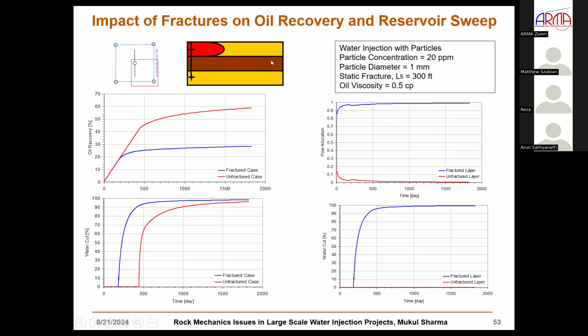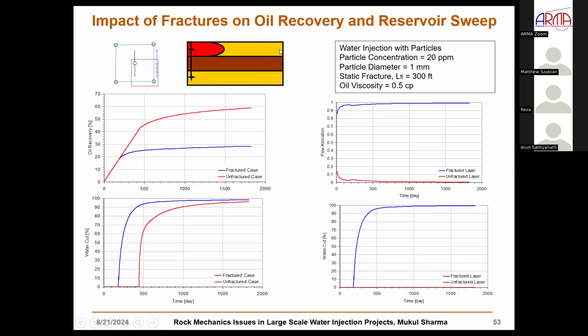And this is purely a result of fractures growing and the flow allocation between the layers being completely switched around. In other words, you're now getting 95% of the water going into the fractured layer and less than 5% of it going into the unfractured layer. And so you get early water breakthrough. You get very early water breakthrough. The water cut starts to increase very quickly. You get very poor oil recovery, and you get this thief zone that takes all the water.